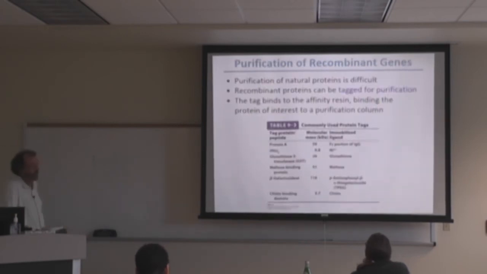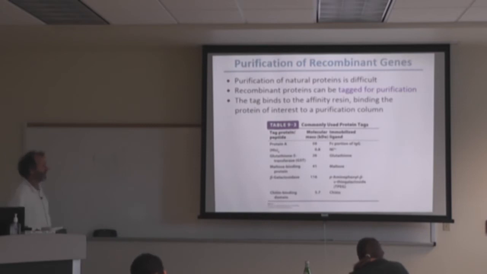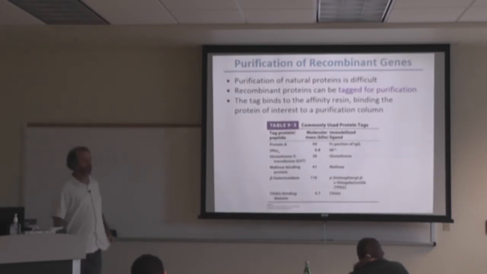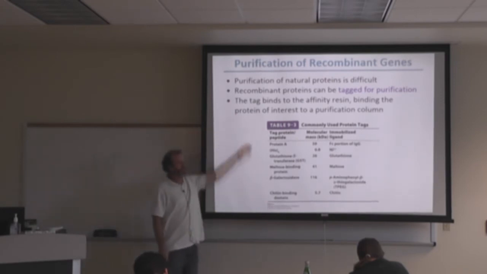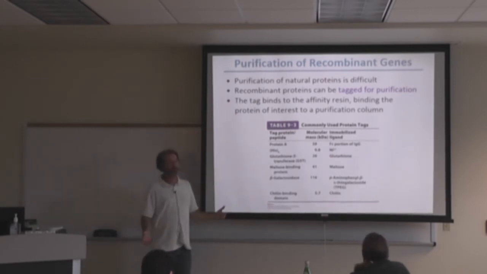Purification of recombinant genes. Purification of natural proteins is typically difficult. Although it's possible, it's difficult. But if you're making a recombinant protein, you can make purification easy by adding a peptide tag on it somewhere. And there's a number of peptide tags that they can add.